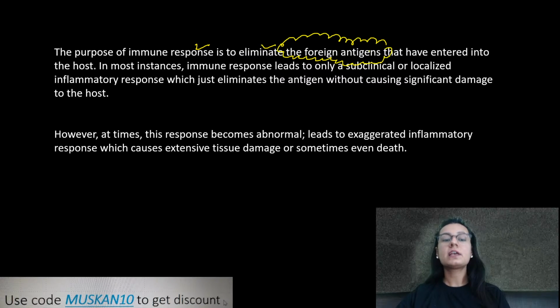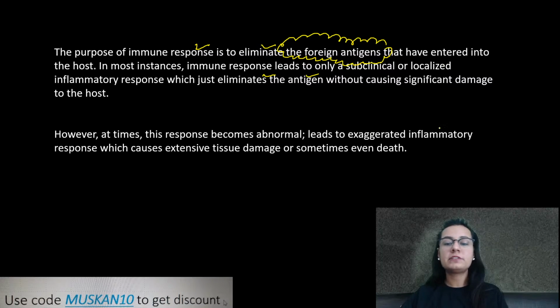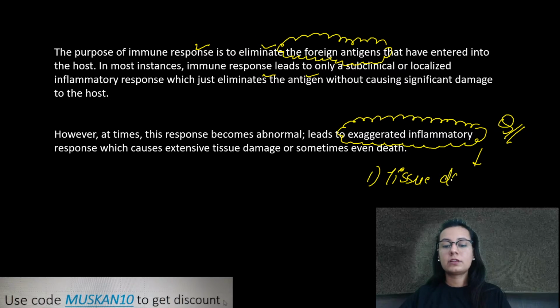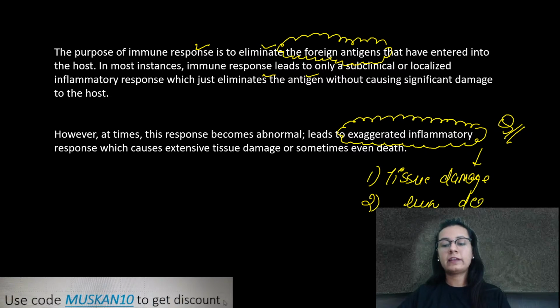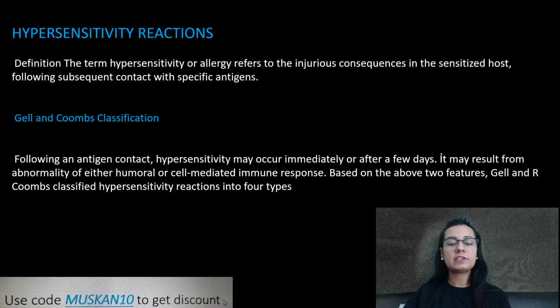In most instances, immune response leads to only a subclinical localized inflammatory response which just eliminates the antigen without causing any significant damage to the host. However, sometimes the response becomes abnormal and leads to an exaggerated inflammatory response, and this is hypersensitivity, causing extensive tissue damage and even death in anaphylactic shock that we see. So hypersensitivity reaction is nothing but a self-exaggerated inflammatory reaction that normally doesn't happen, but when it happens causes extensive tissue damage and even death.